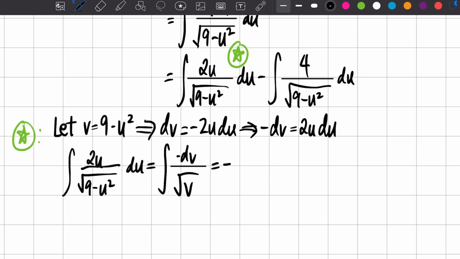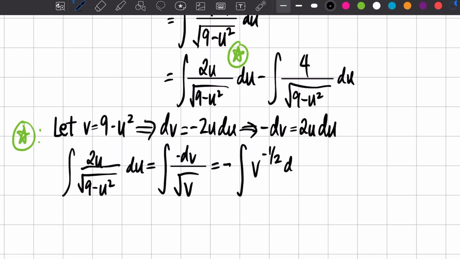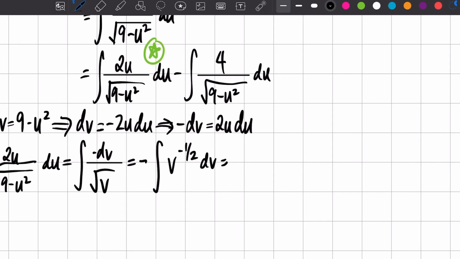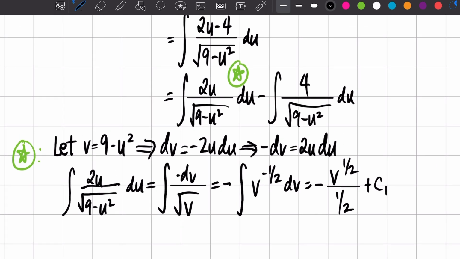And this one is just the same as negative integral of square root of v, which is v raised to 1 half. And if you have 1 over v raised to 1 half, that's just the same as v raised to negative 1 half. So you have negative integral of v raised to negative 1 half dv. And the integral of this one is just negative of v raised to negative 1 half plus 1, so that's 1 half, all over 1 half, plus some constant, say c1. So we're done with the first integral.